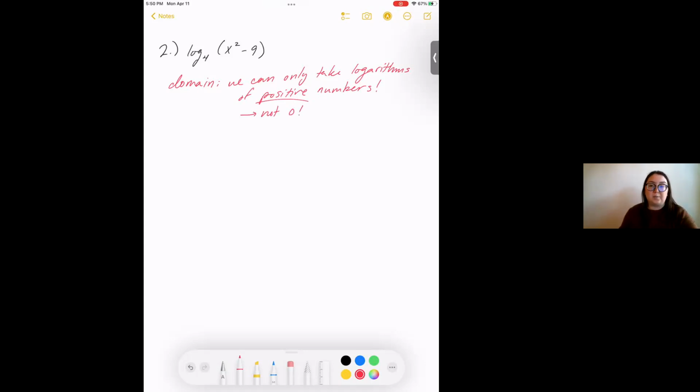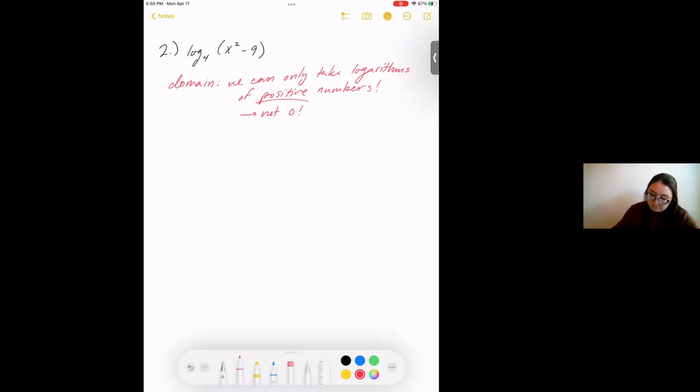So if we want to find the domain of a function, we really just want to figure out whatever's inside the parentheses, when is it positive? That's where our domain is going to be. So it doesn't really matter what base our logarithm is. It could be log base 4, log base 10, log base 1,000, whatever. We cannot take a logarithm of a negative number, or zero for that matter.